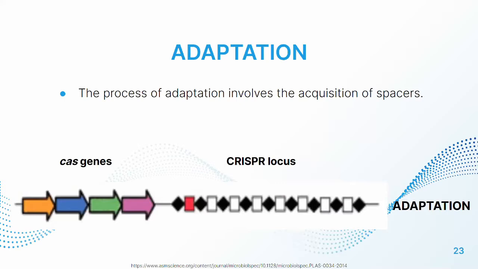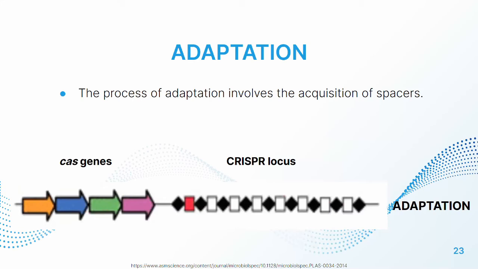The process of adaptation occurs involving the acquisition of spacers. The DNA of an invading plasmid is acquired for the CRISPR locus spacers. The region of the 5' end on the CRISPR locus is where the addition of spacers occurs, which is usually derived from fragmented or defective molecules.